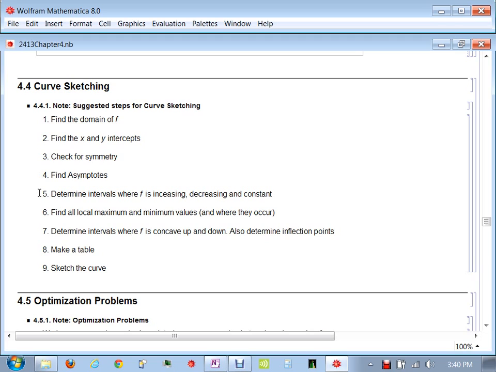Now here's where the calculus starts. Determine the intervals where the function is increasing, decreasing, and constant. Find local maximum and minimum values and where they occur. Determine where we're concave up and concave down. Also determine inflection points. Make a table, sketch the curve. So basically steps 5, 6, and 7 are what we were just doing, but now we've added on all this other stuff.